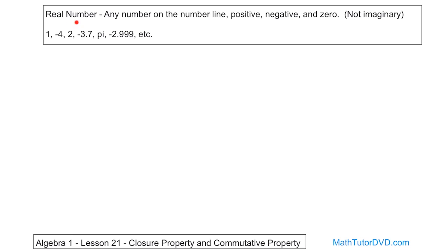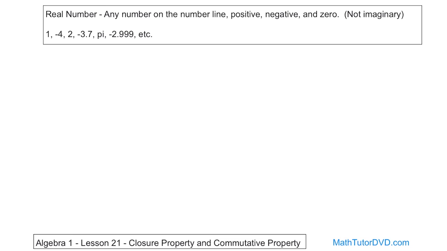Anyway, examples of real numbers would be numbers that you're dealing with all the time. The number 1, the number 2, things like that. But also negative numbers like negative 4, negative 3.7, negative 2.9999, the number pi, the famous number pi that I know you've heard about from geometry, 3.14, and there's a bunch of decimals after it. That is a real number.